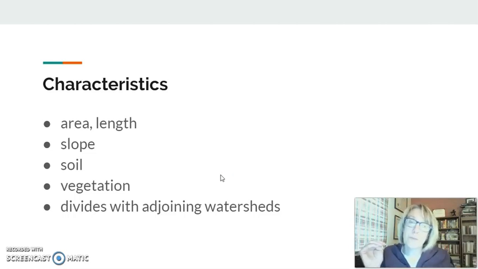The slope, what type of soil, what type of vegetation, and then where the divides are between adjoining watersheds.